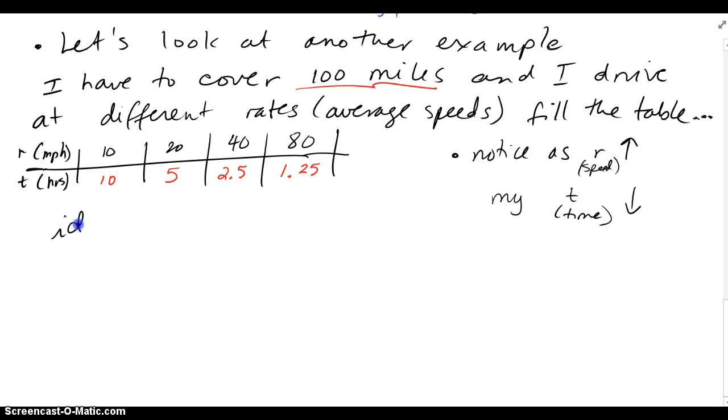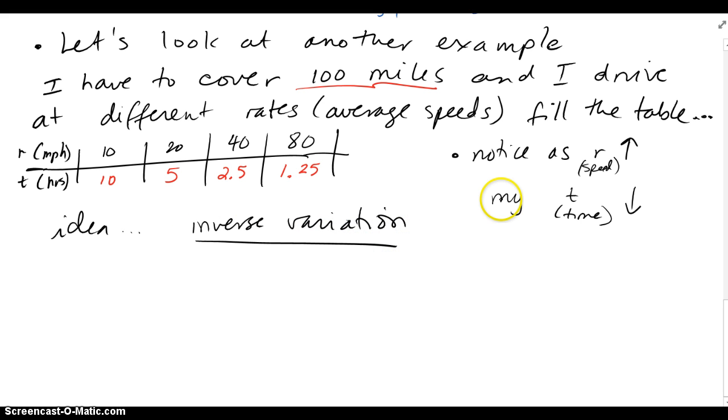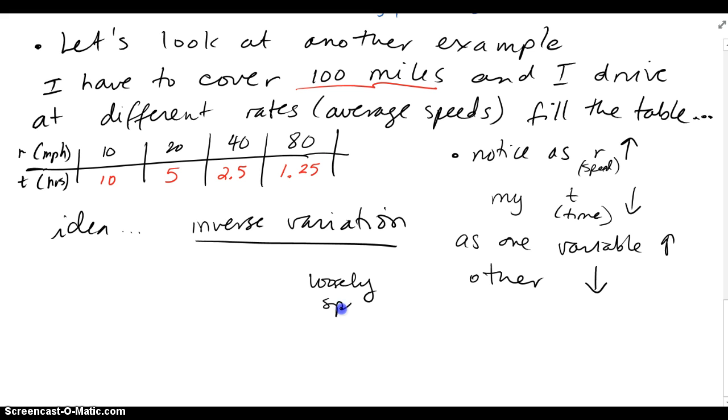So this idea leads us to the idea of inverse variation, which loosely speaking tells us as one variable goes up, the other goes down. So that's very, very loosely speaking again. We haven't really defined exactly what it says. Inverse variation acts in an inverse manner, as you might imagine. One goes up, the other one goes down.